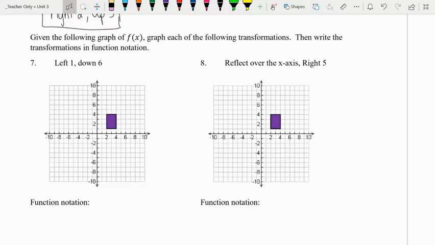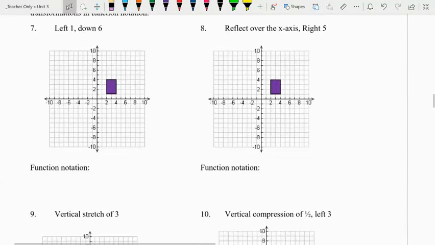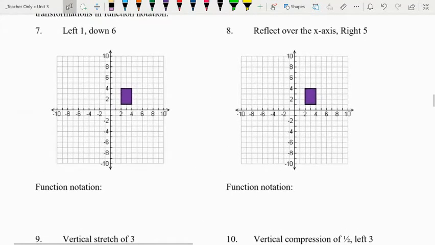So now we're given the following graph of f of x. Graph the following transformations, then write them in function notation. Let's focus on the graph for number 7. For this one, we are moving left 1 and down 6. So what you need to do is take a point wherever. I'm going to start with this one, and we're going to move left 1 and down 6.